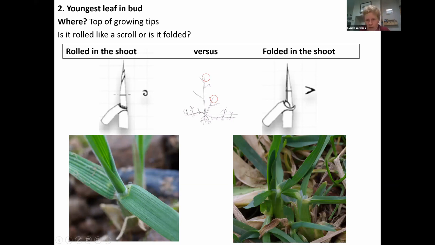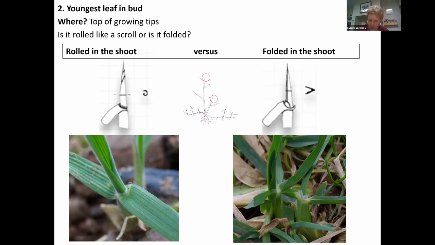On the right hand side, on the other hand, this is a leaf that's actually folded in the shoot. So get your piece of paper and just fold it over like a book. And that's the way this leaf is here, coming out of the shoot. And this can split up grasses quite easily into 2 separate groups. Grasses that are rolled in the shoot with the new leaf, and grasses that have their new leaf that's folded in the shoot. It's a really good way of deciphering 2 major groups of grasses.